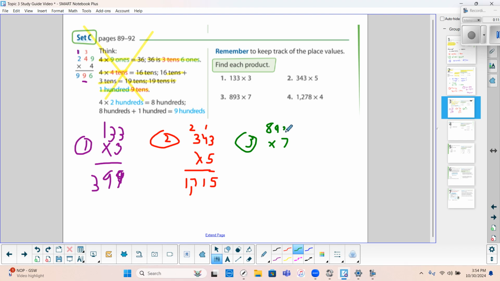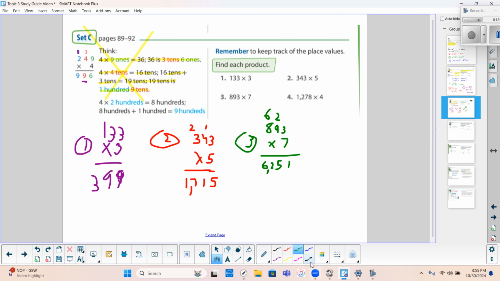In green, I'm going to do number 3, which is 7 times 893. Okay, well, 7 times 3 is 21, carry the 2. 7 times 9 is 63, plus 2 is 65, carry the 6. 7 times 8 is 56, plus 6 is 62, which means the final answer is 6,251. I'm going to make that a comma, not a decimal.